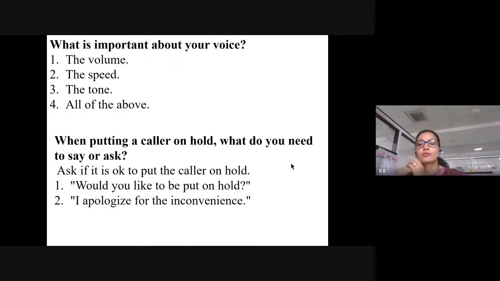And when putting a caller on hold, what do you need to say or ask? I have given you three choices. You ask whether it is okay, can I put you on hold? Otherwise, would you like to be put on hold? Will anybody say, yes, I like to be put on hold? The third one is, I apologize for the inconvenience.